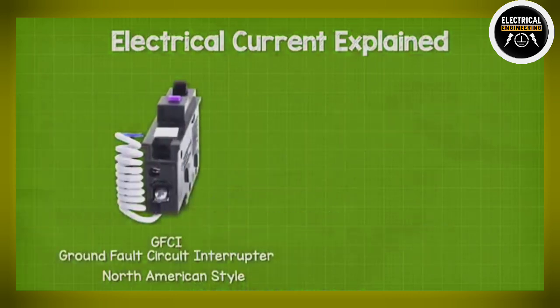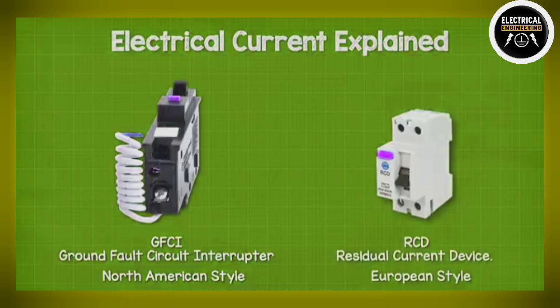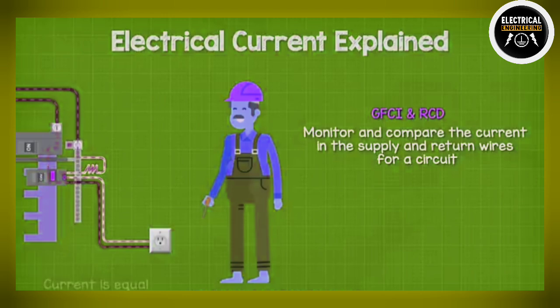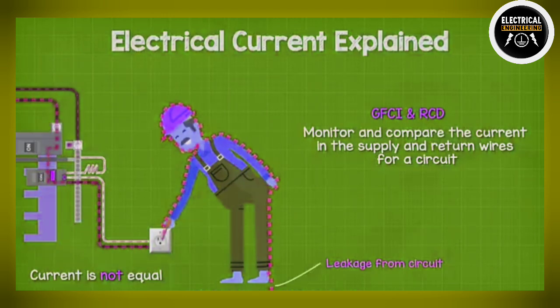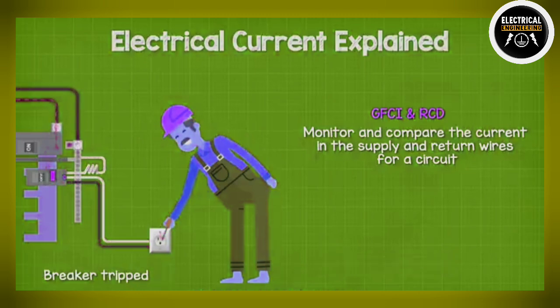In North America, we find another device called a GFCI, or a ground fault circuit interrupter. In Europe, this is called an RCD, or a residual current device. These basically monitor and compare the current in the supply and return wires to a circuit. If the current coming back is not equal to the current being supplied, then the electricity has found another path and is leaving the circuit. It could be passing through a person, so the device cuts the power. This happens extremely fast and with a very small tolerance, to help protect against electric shocks and keep us safe.